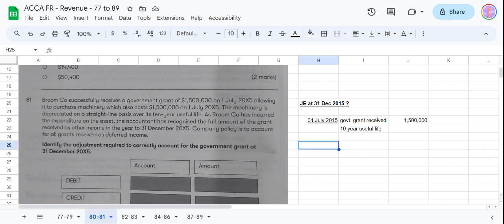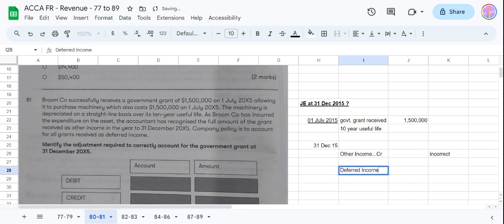So what the accountant has done is recognize this as other income, so he has credited other income. The company policy is to account for all grants received as deferred income. So this is the incorrect thing that has been done. Deferred income should have been credited; this is the correct thing to do. It should have been credited but it was not, so we will credit it.